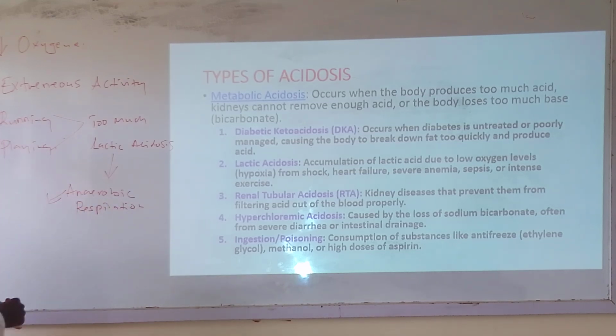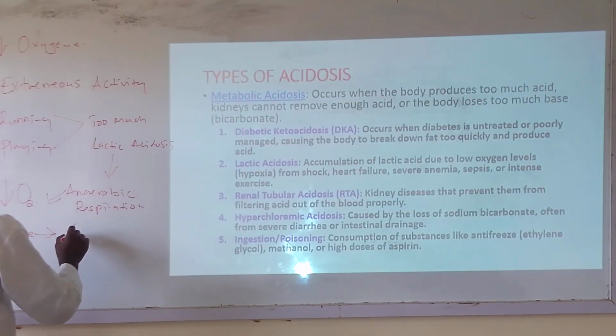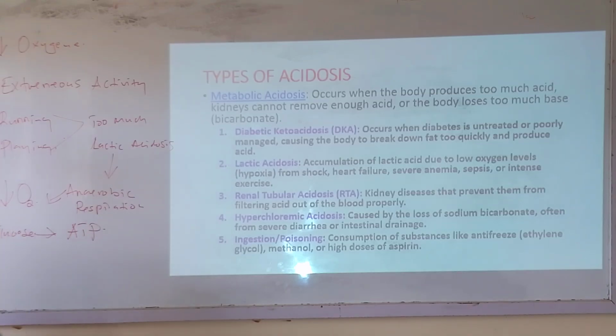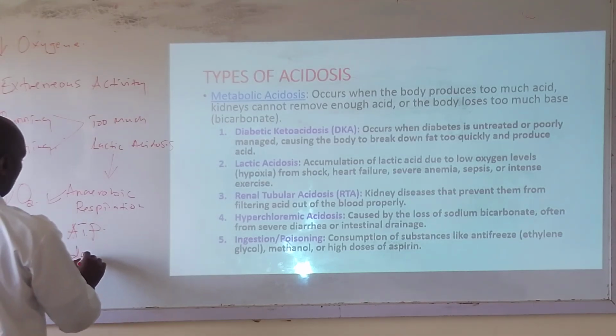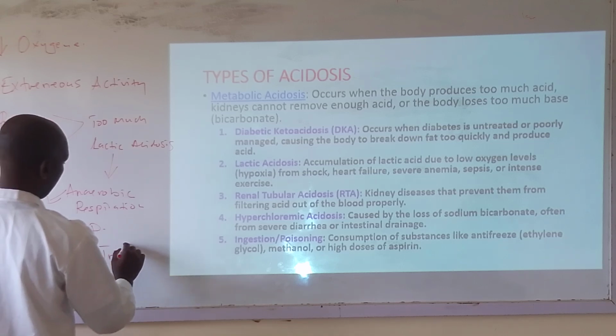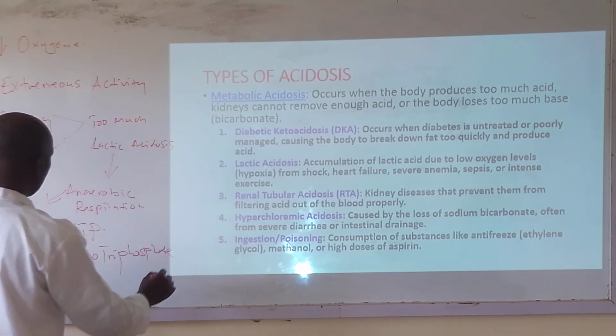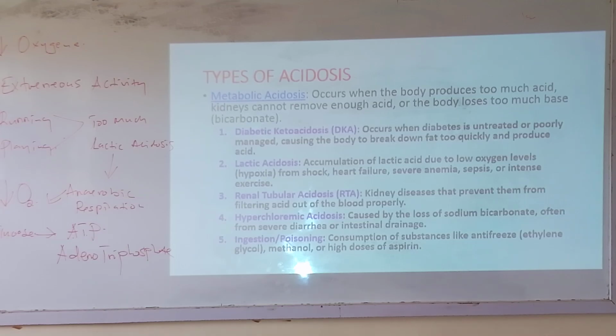In anaerobic respiration, there is reduced oxygen. Remember, oxygen enables breakdown of glucose into energy, and this energy is always in form of ATP. That is adenosine triphosphate, ATP. So the energy is in form of adenosine triphosphate. Oxygen helps in conversion of glucose to produce ATP.